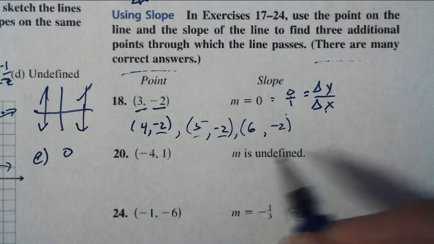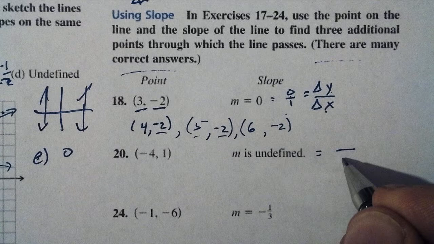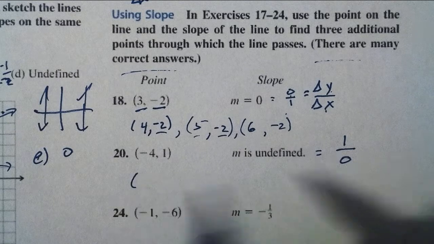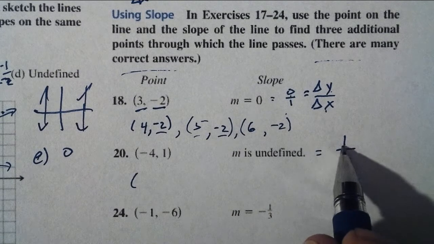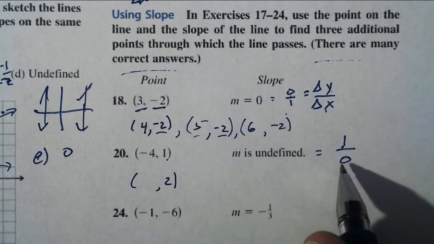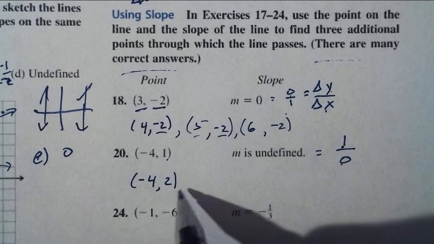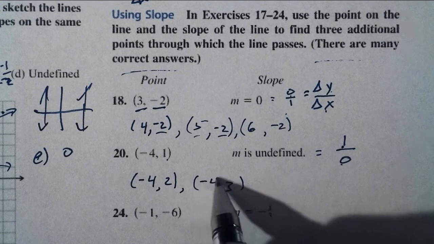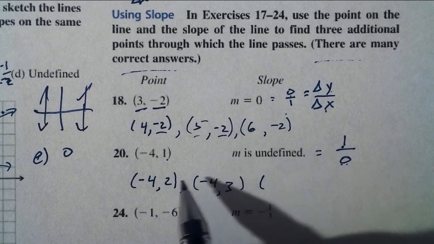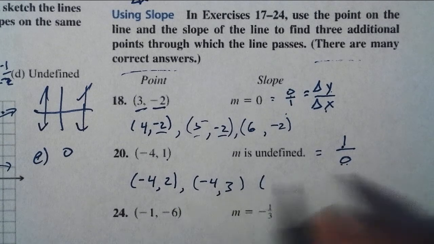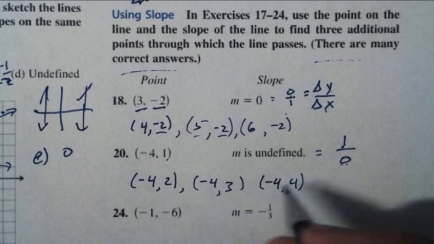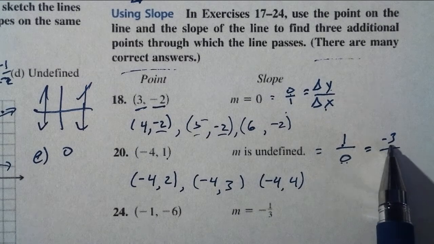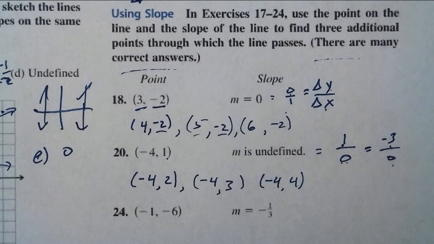Okay, m is undefined. If I have a slope undefined, the denominator's 0. So I'm going to call this 1 over 0. Therefore, my y increases by 1 when my x increases by 0. And you could have just as easily made this be negative 3 on 0 and have your y's decrease by 3 when your x's increase by 0.